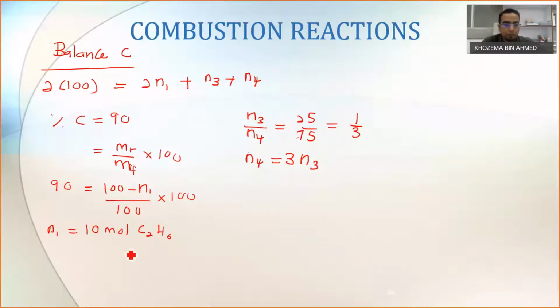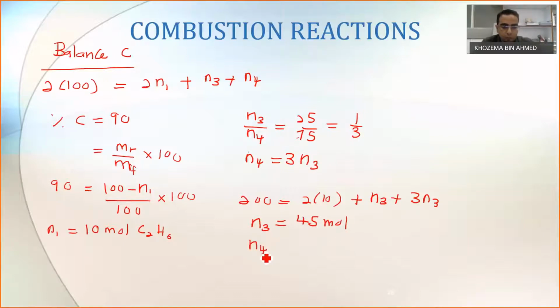So now with this information I have, I can put all the values here in this equation. I will get 200 is equal to 2 times 10, which we got from here, plus N3 plus 3 N3. So I can use this equation here. So I can get the value of N3 is equal to 45 mole, and I can get value of N4 is equal to 135 mole. So now I have gotten the value of N1, N3 and N4.